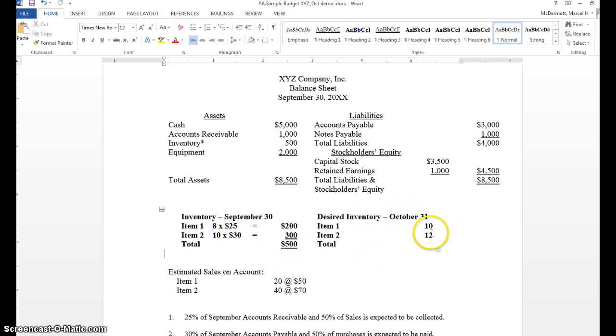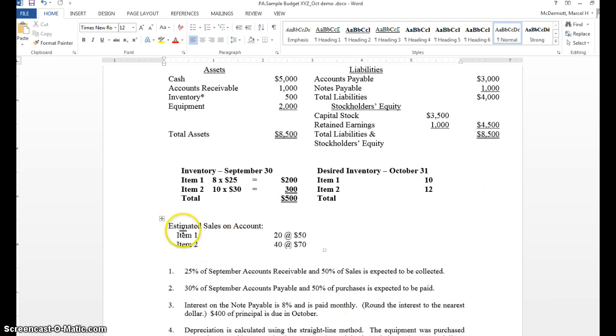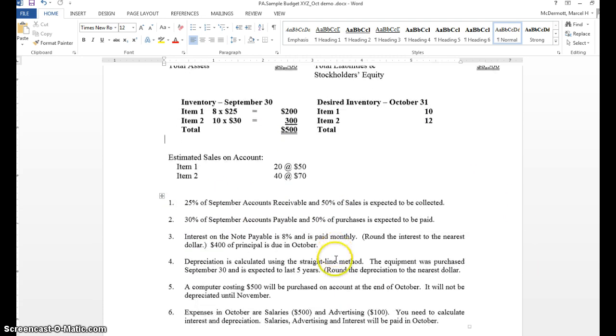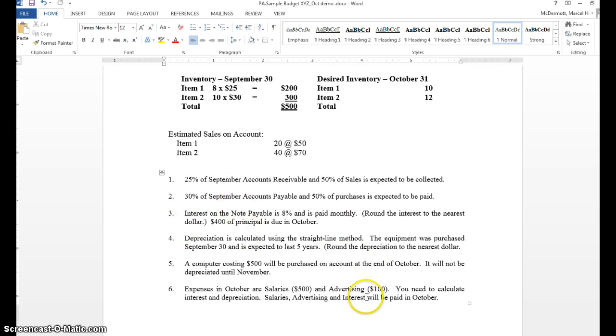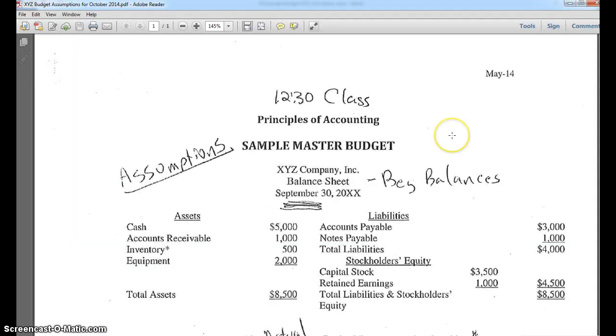This is your desired ending inventory units for October. What you're going to do is use the same cost of 25 and 30 to calculate what your ending inventory dollars would be. Here's your assumptions for your sales, and here's some additional assumptions that we'll go through. I'm going to share with you.